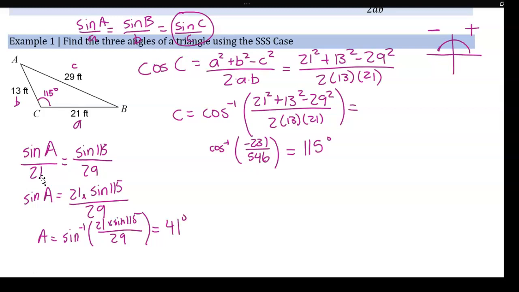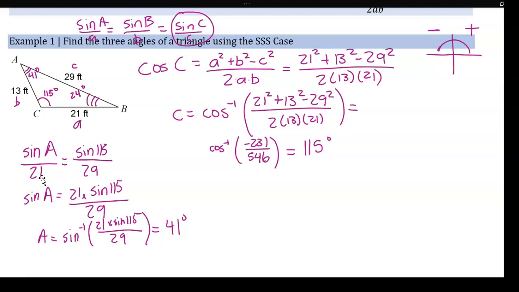To the nearest degree, we get 41 degrees. So we know angle A is now 41 degrees. And so now to solve for angle B, we can just use the triangle sum theorem. The three angles of a triangle add to equal 180. So 115 plus 41 is 156. And so then we subtract that from 180, and we get that angle B has to be 24 degrees.